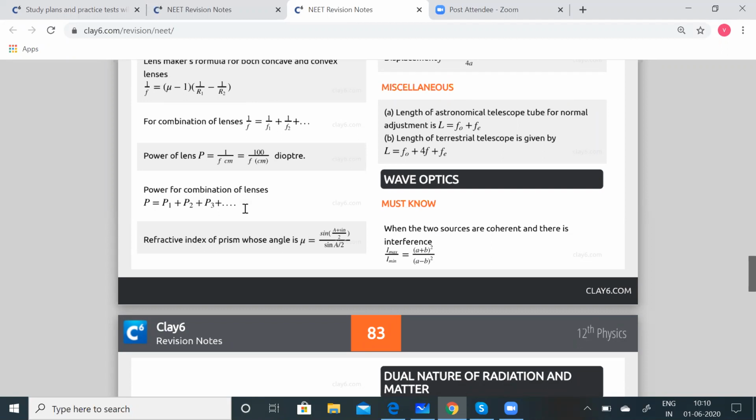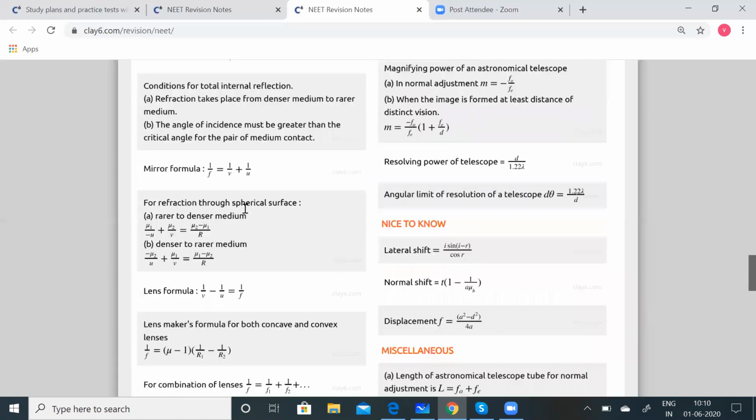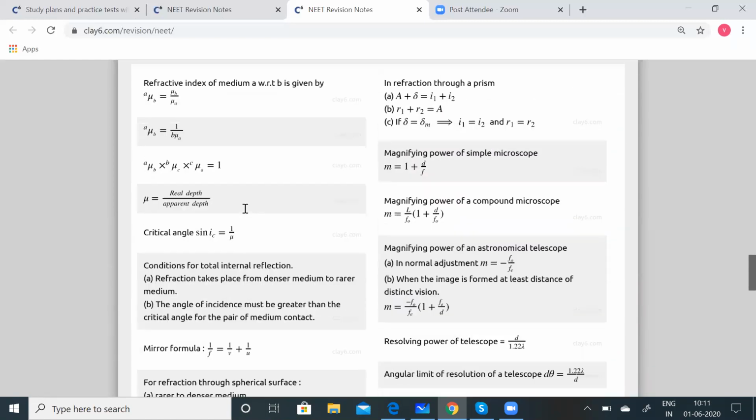The refractive index of a prism whose angle is A: mu is equal to sine of (A plus delta) by 2, children, where delta is the angle of deviation, divided by sine of A by 2, where A is the prism angle. So remember, refractive index mu is given by sine of (A plus delta) by 2 divided by sine of A by 2. So make that change.